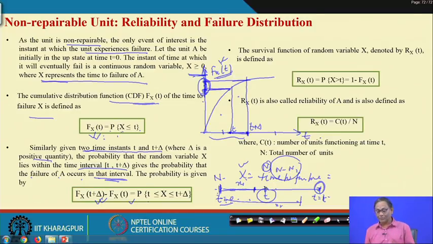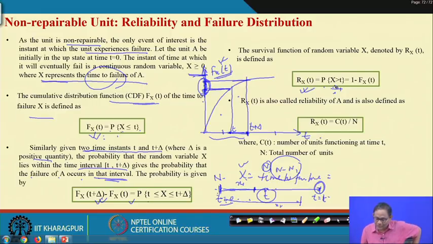Suppose I want to know the probability of survival. As the components are identical, I can say the probability that a component will survive after time t is nothing but the reliability of the component. This will be defined by R x t. What is R x t? Probability that x is greater than t. What is x? X is the time to failure. If probability x is greater than t, that means it will be surviving up till t.